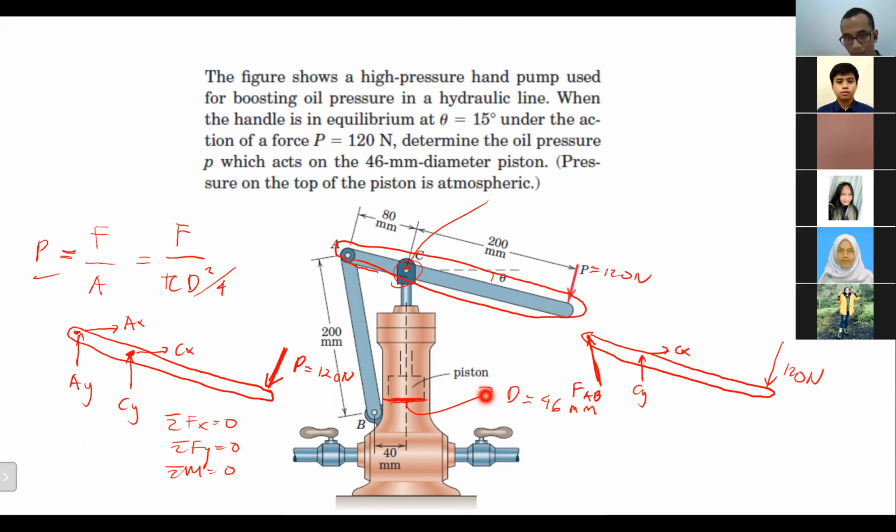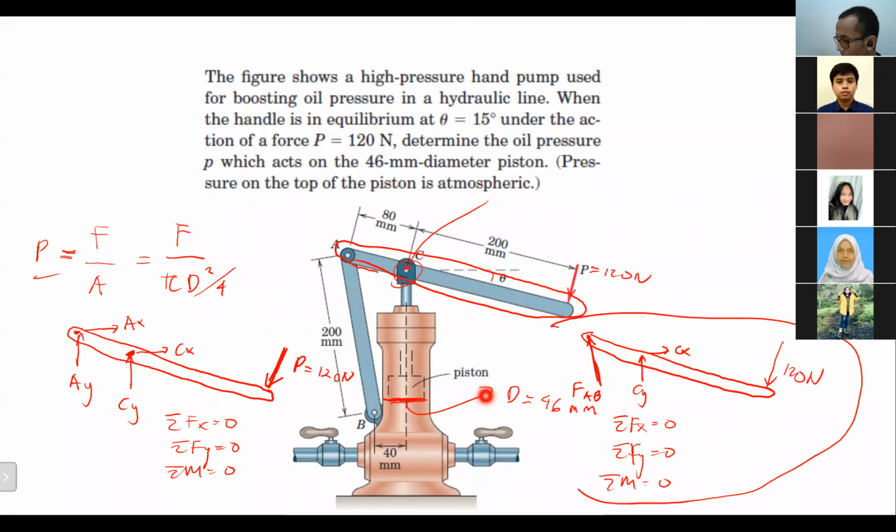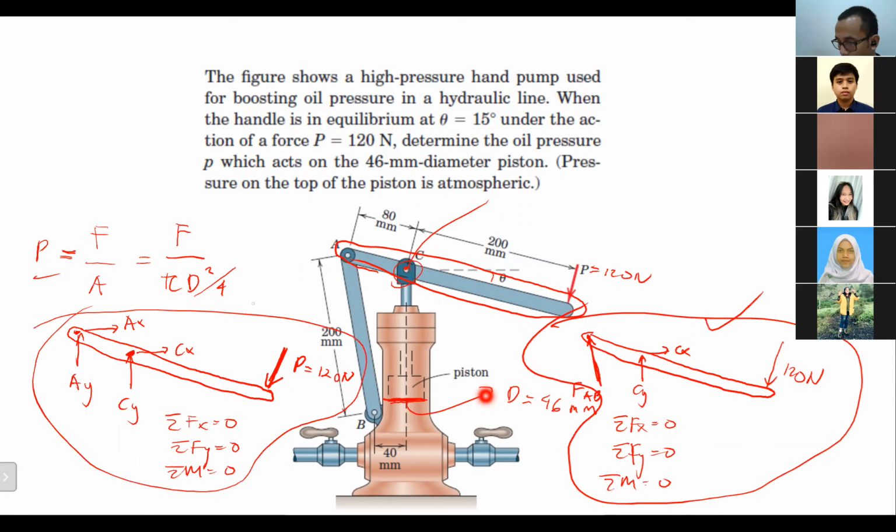What's the difference between these two? The first one, we have 4 unknowns, but here we only have 3 unknowns, and we have 3 equations. This one is solvable, but this one is not solvable. Do you get it, guys? That's the importance of finding the two-force member at the beginning of frame or machine analysis. Is it understood, Johan? Yes, sir, I understand.